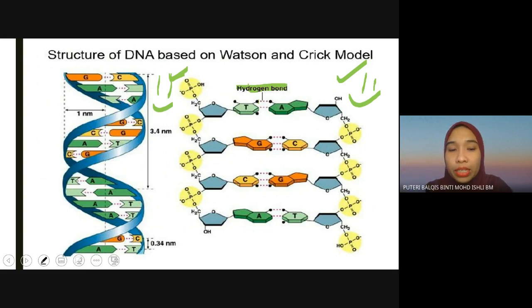So from this diagram, you can see that A and T has two hydrogen bond. Okay, antara A dengan T ada dua hydrogen bond. Between G and C, we have three hydrogen bond. Okay, I repeat, A and T, two hydrogen bond, G and C, three hydrogen bond.